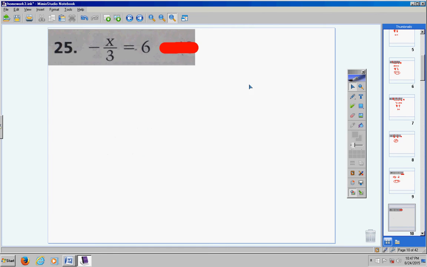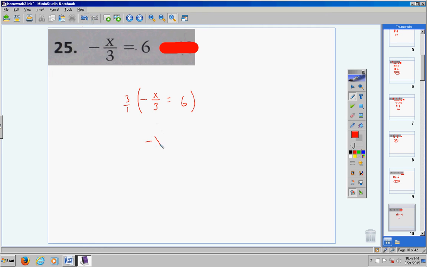Okay, number 25. Step 1, we're going to simplify both sides. And obviously there's nothing I can do. Step 2, eliminate fractions. Well, my denominator is 3, so I'm going to multiply the entire equation by 3, or 3 over 1. 3 over 1 times x over 3, your 3's would cancel, leaving you with x over 1, or negative x over 1.